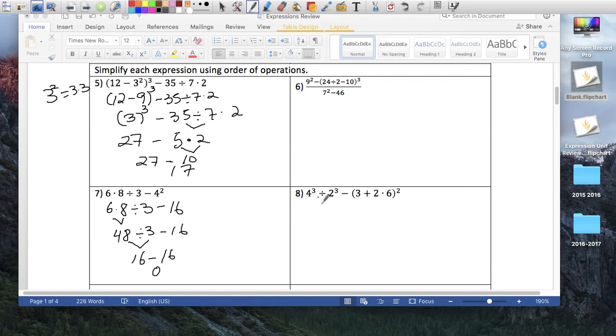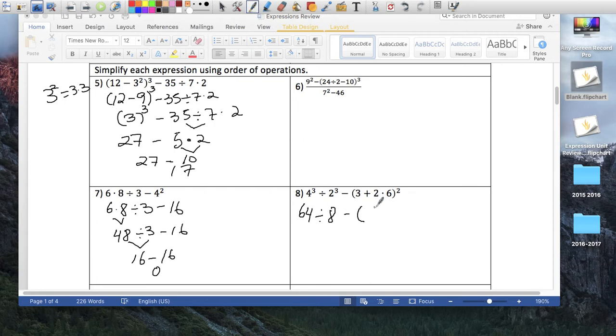Okay. Let's do this one. I'm going to replace these exponents. So 4 to the third power is 4 times 4 times 4, which is 64. Divided by 2 to the third, which is 2 times 2 times 2, which is 2 times 2 is 4, and then times 2 again is 8.